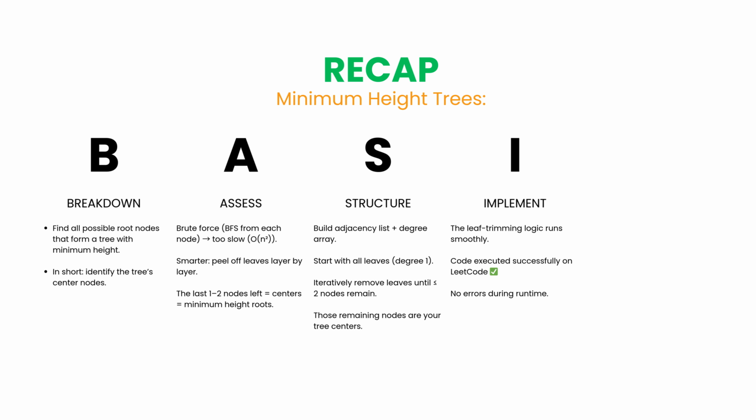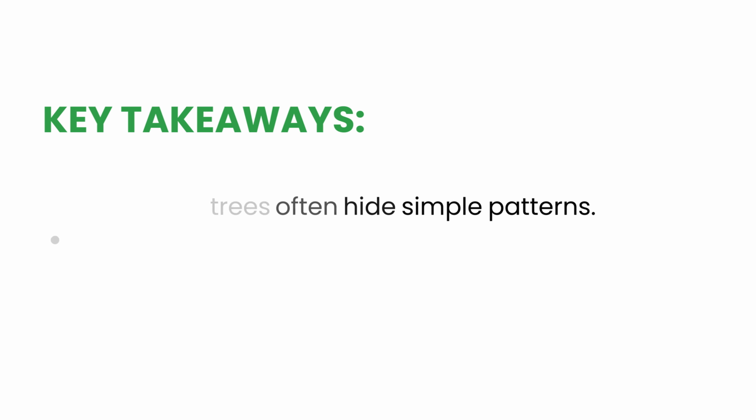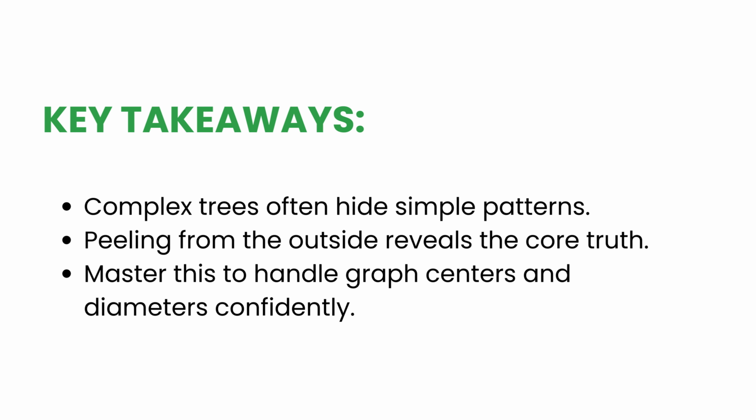After coding this peeling logic, we ran it on LeetCode, and the solution executed smoothly without any errors. Check recap. We verified it across multiple test cases, and each time, the output correctly identified the minimum height tree roots. Closing insight. The big lesson? Sometimes, finding the center of a problem means working from the outside in. By trimming layer by layer, we let the structure reveal its own core, efficiently, cleanly, and in linear time.